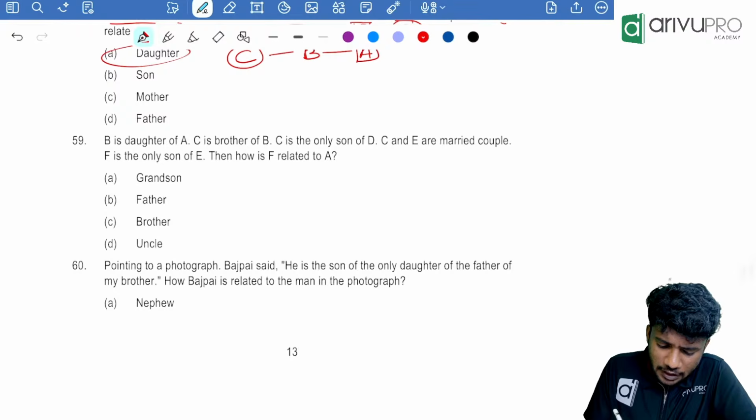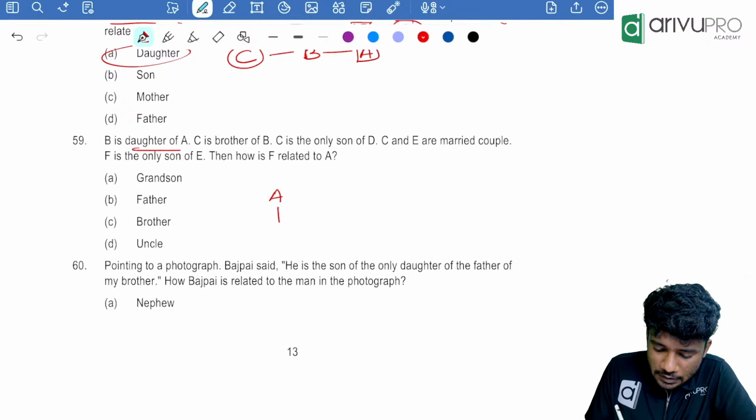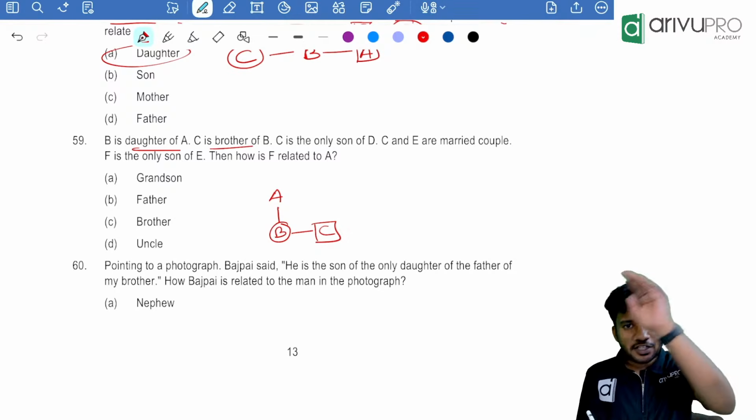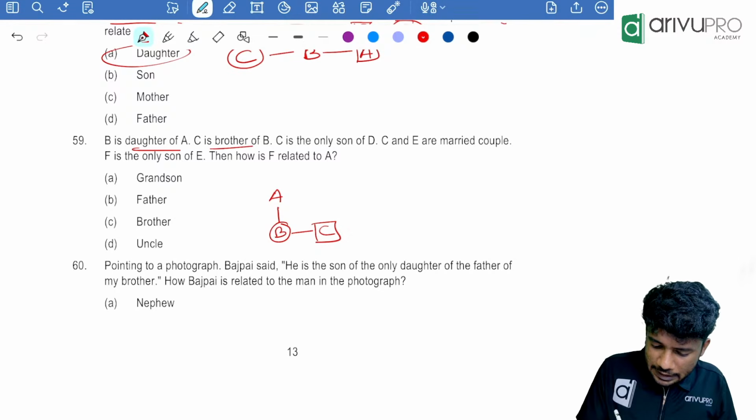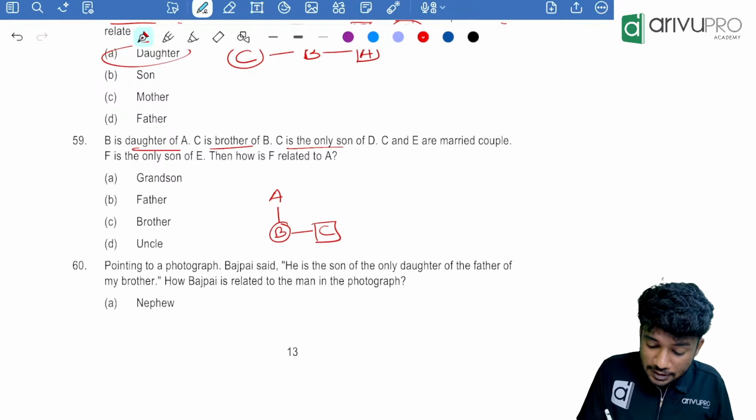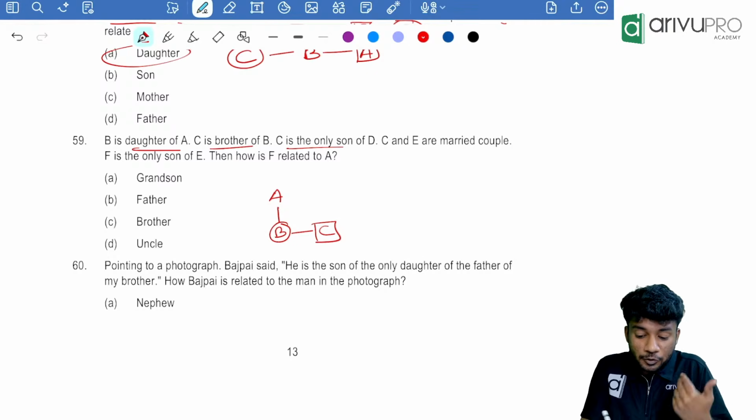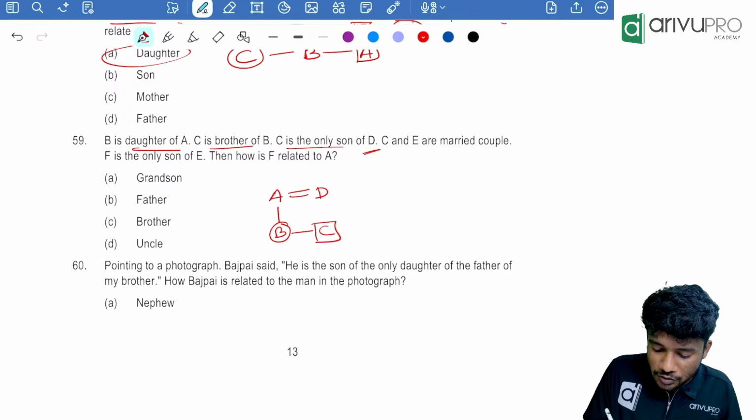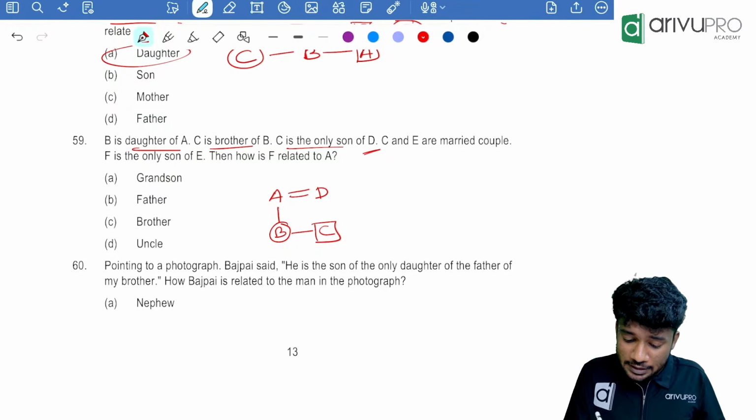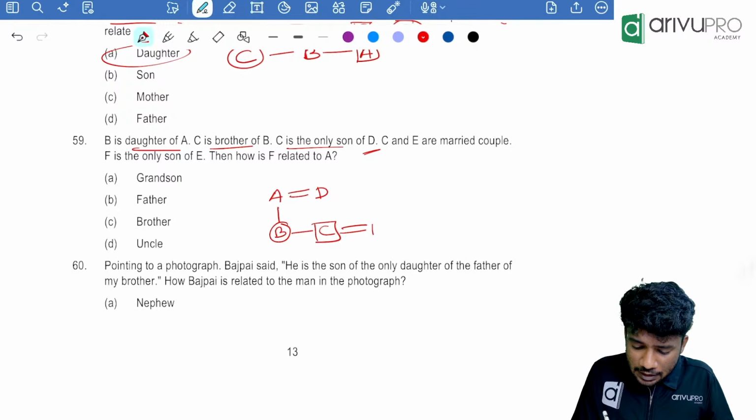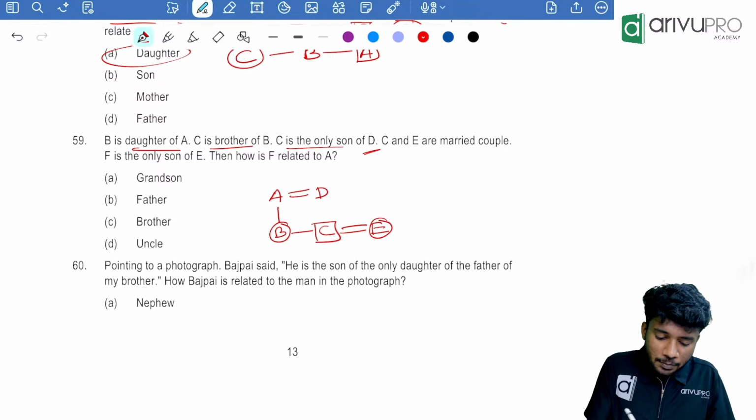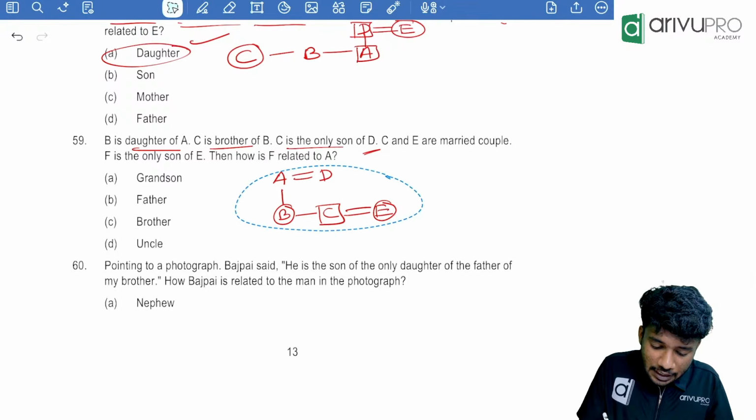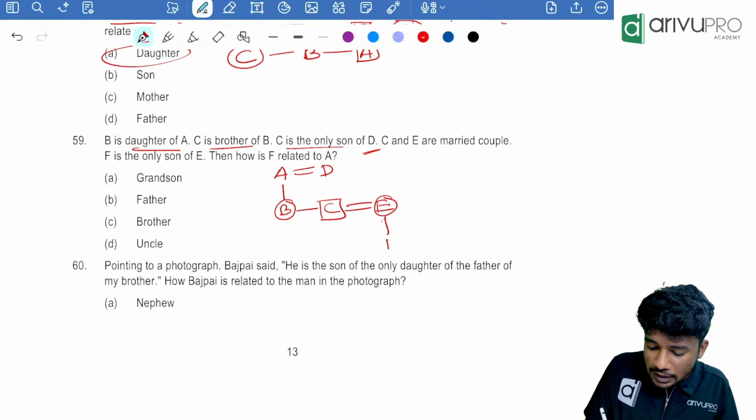B is a daughter of A. Then C is the brother of B. That is also the same generation. Then male is the gender of C. Then C is the only son of D. Only son of D means where should be the position of D so that that person can call C the son? A and D should be married to each other. Then C and E are a married couple. F is the only son of E.